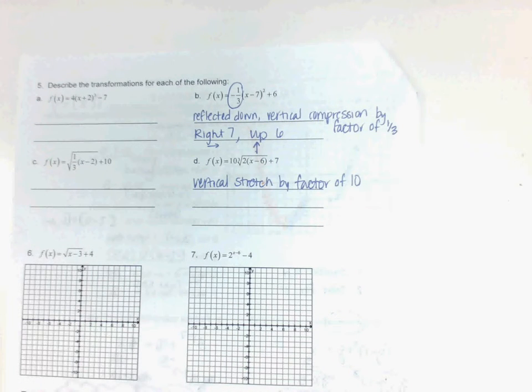Now we're going to ignore the 2 for a second, because I don't know if y'all are going to remember that one. We'll see. Okay, x minus 6, which way are we shifting? Right 6 and up 7. Very good.